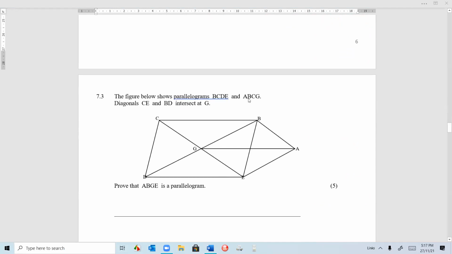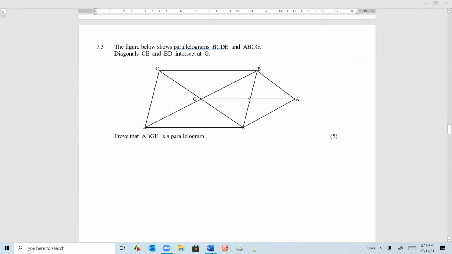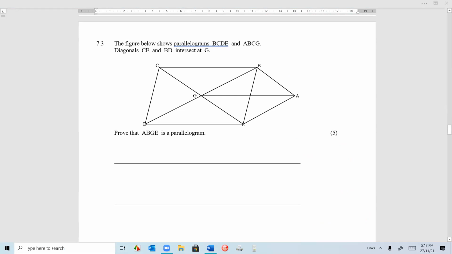All right, let's look at another question. I'm going to give you about 5 minutes to try this one on your own. Go for it. I'm going to now go on mute and I'll come back in 5 minutes while you're trying this question out.